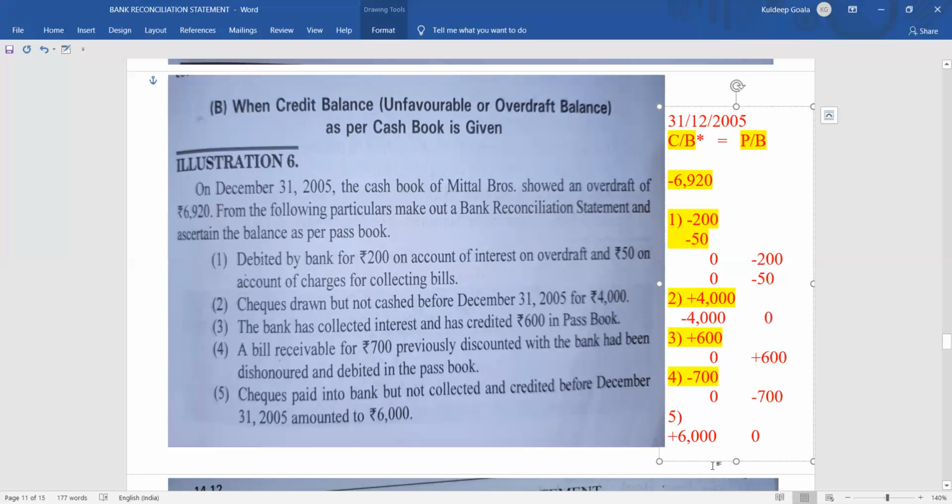So to make both the sides the same, we can make the change only in the cash book. The cash book was plus 6,000, the other side is zero. So how will you make plus 6,000 zero? Simply by putting minus 6,000, isn't it? Minus 6,000. Clear? So this is how you are going to settle the differences. Okay, clear? Now we are going to put this sum in the bank reconciliation statement.